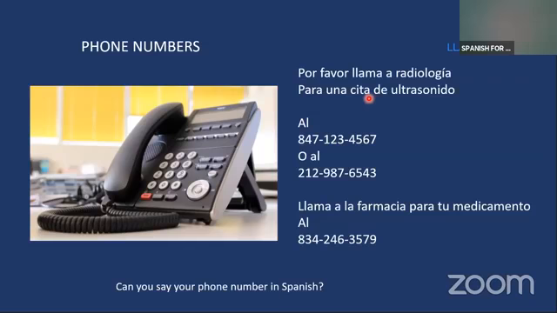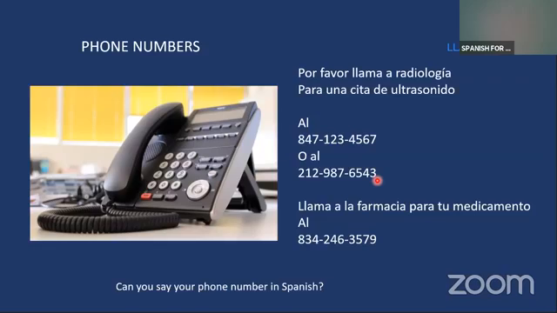And then you are going to start telling the patient, call to this number. 847, 123, 4567, or to this other number, 212-987-6543. So you have to be able to know your numbers if you want to give the patient a phone number where the patient should be calling for an appointment.